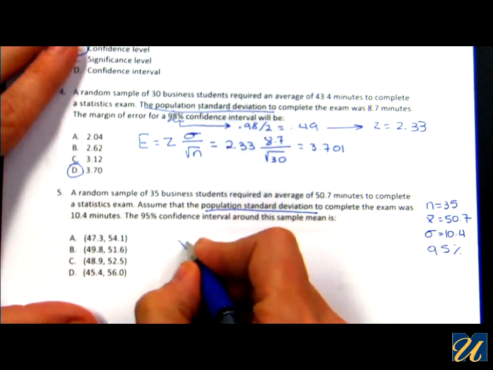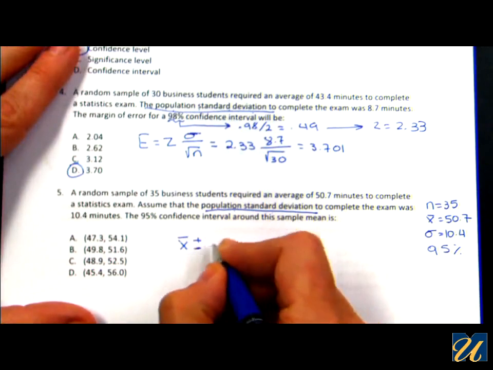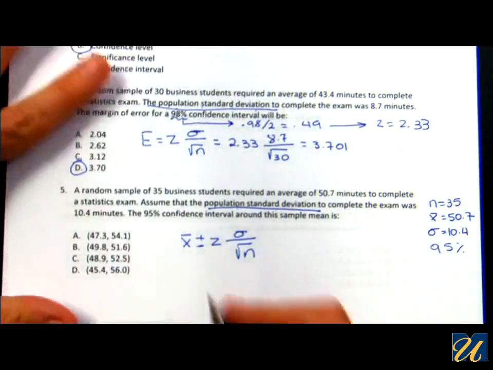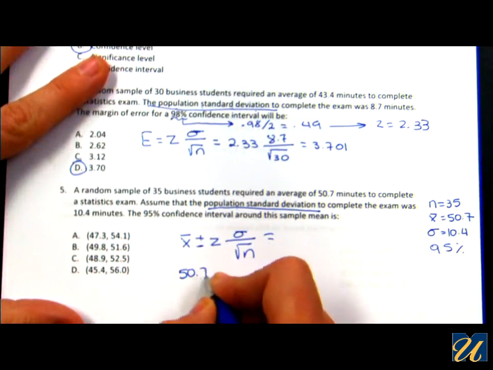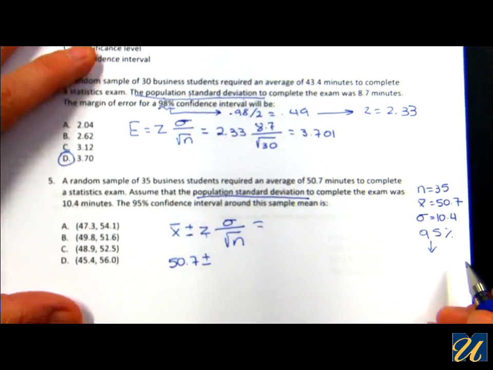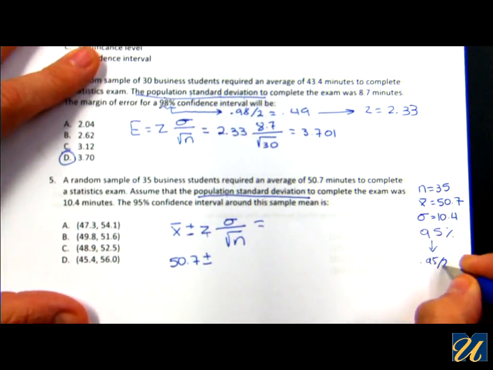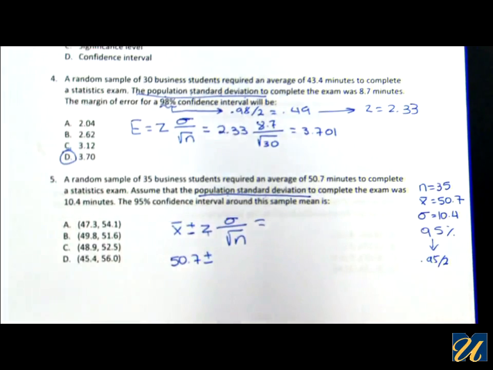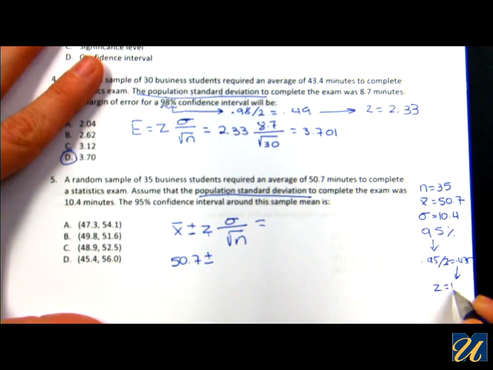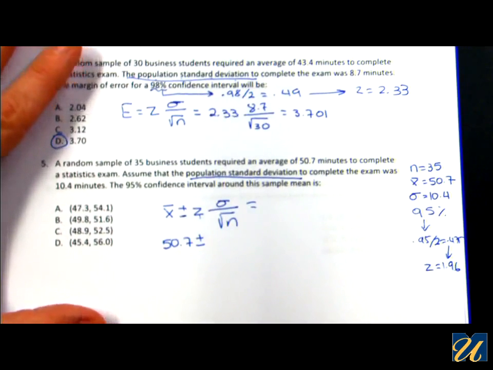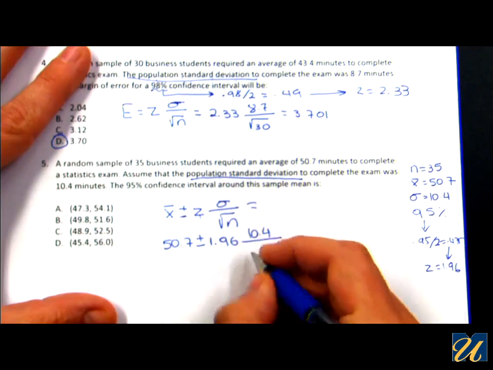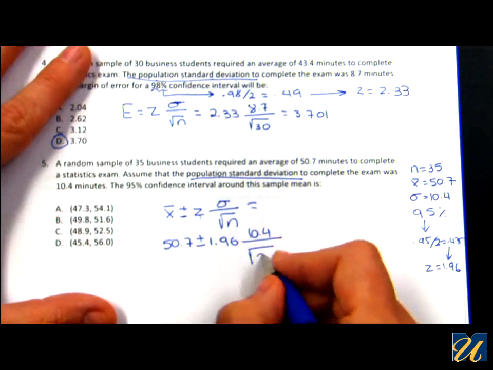Case 1, the formula for the confidence interval is x bar plus minus z times sigma over square root of n. So, x bar is 50.7 plus minus, I'm missing the z value. I find the z value from the confidence interval, 0.95 divided by 2, 0.475. 0.475 will give me a z value of 1.96 from the z table. 1.96 times 10.4 divided by square root of 35.